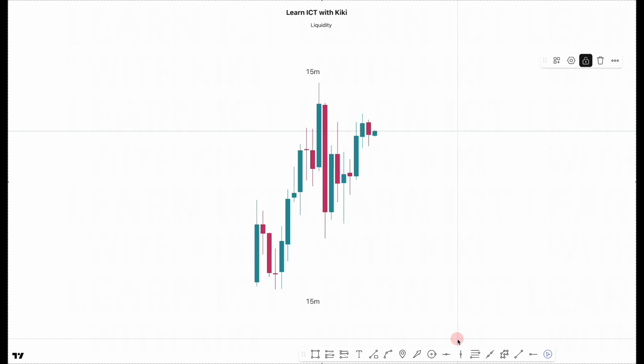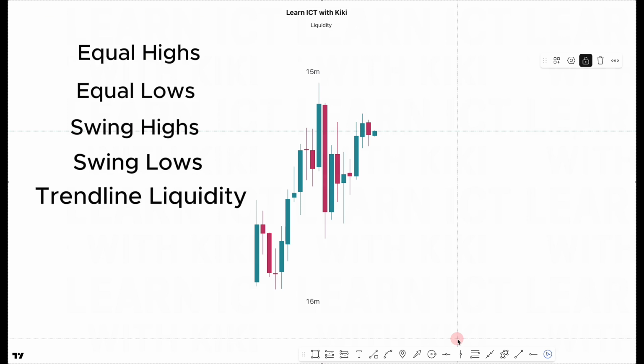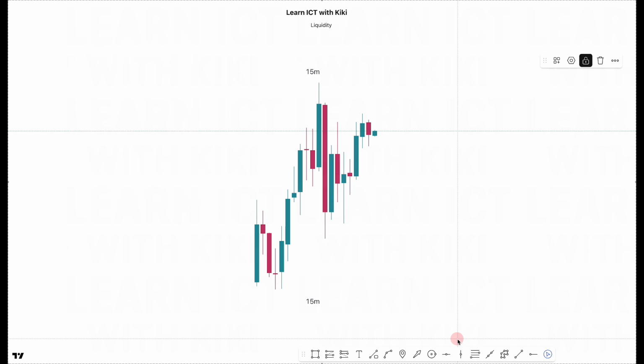In this video, I'm going to explain what liquidity is in the simplest possible way, so even a brand new beginner can understand it. We're going to talk about equal highs and equal lows, swing highs and swing lows, trendline liquidity, and why the market keeps taking your stops. By the end, you'll finally understand why price moves the way it does and how to trade the same way smart money does. So let's get started.